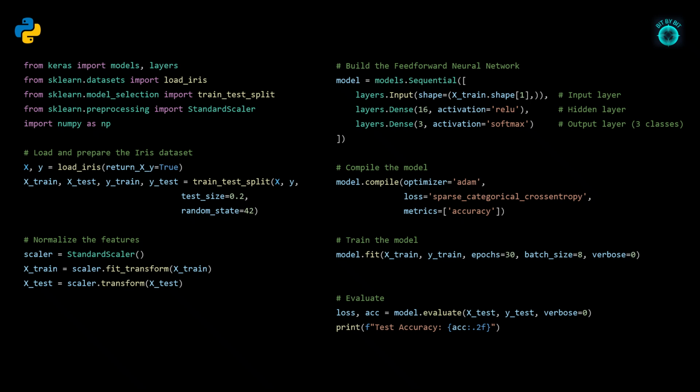Then, we create a sequential model with 3 layers: an input layer that matches the number of features, a dense layer with 16 neurons and ReLU activation, and an output layer with 3 neurons using softmax for classification. After compiling the model with the Adam optimizer and a categorical cross-entropy loss, we train it for 30 epochs with a batch size of 8. Finally, we evaluate the model on the test data and print the accuracy. In this example, the model reaches around 93% accuracy, a strong result for such a simple architecture.